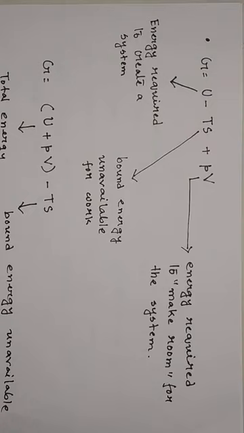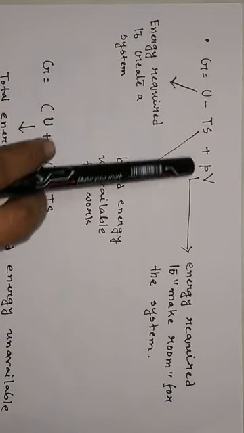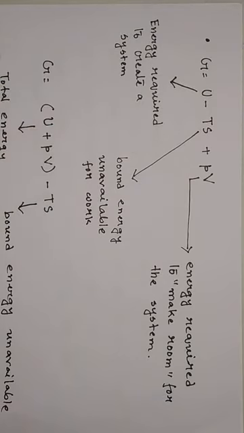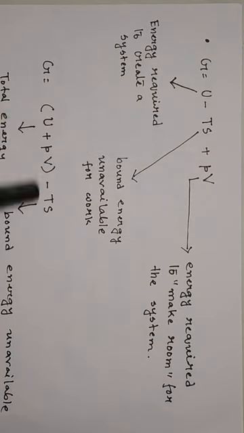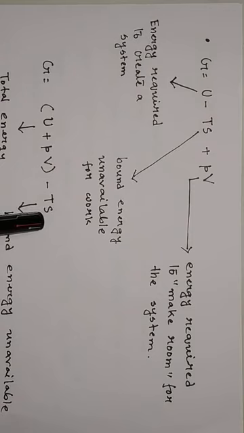So now we'll try to define the Gibbs free energy. We know G equals U minus Ts plus PV, and U is the internal energy, which you can say is the energy required to create a system. And Ts is the bound energy which is unavailable for useful work. That is, we cannot convert this amount of energy of the system to work.